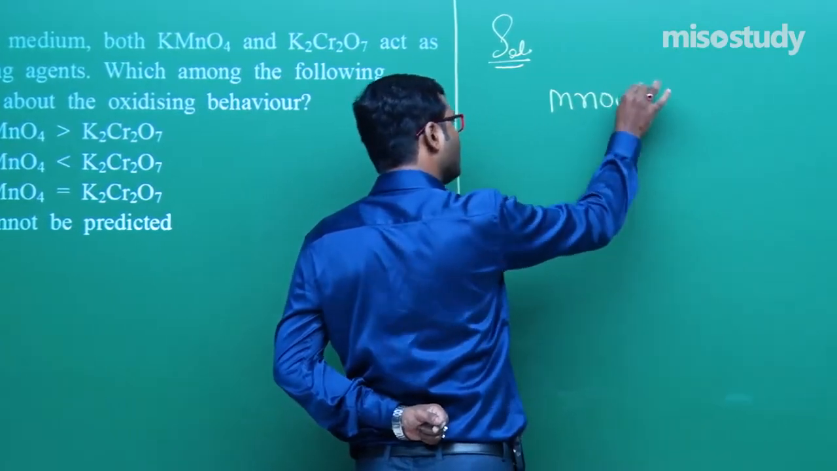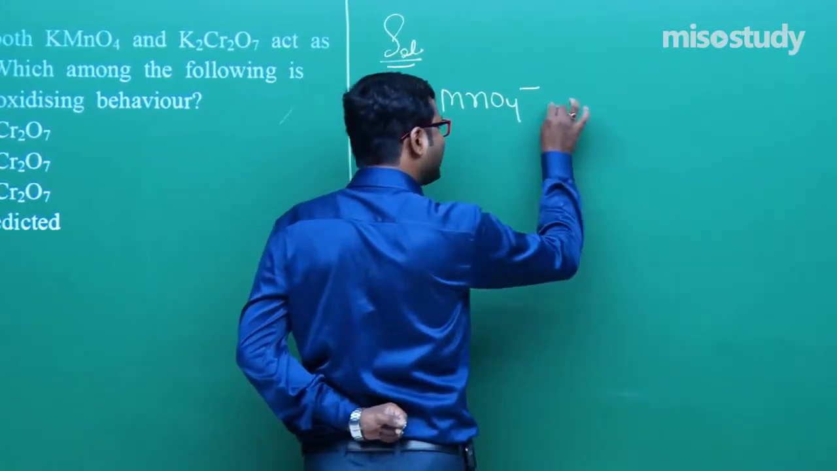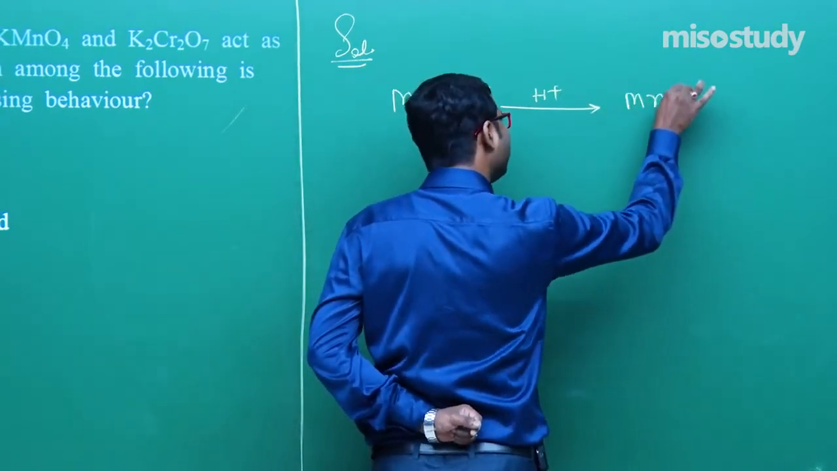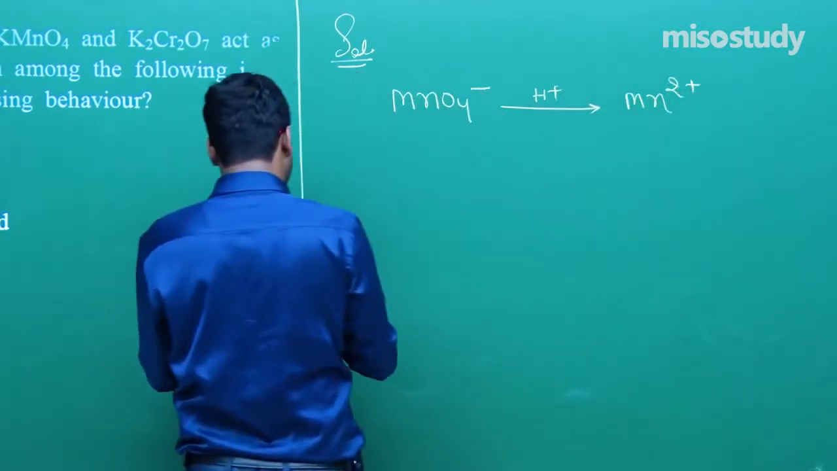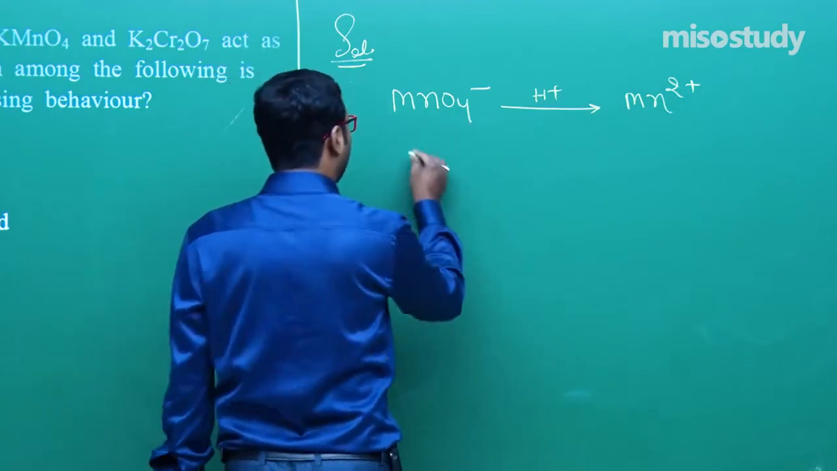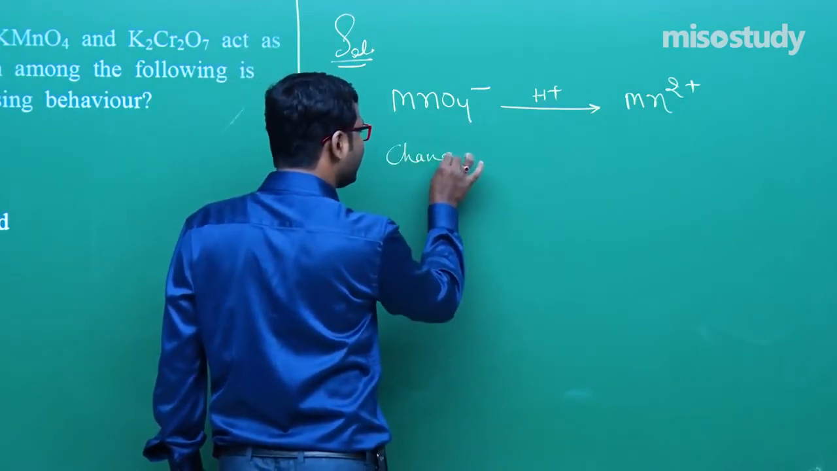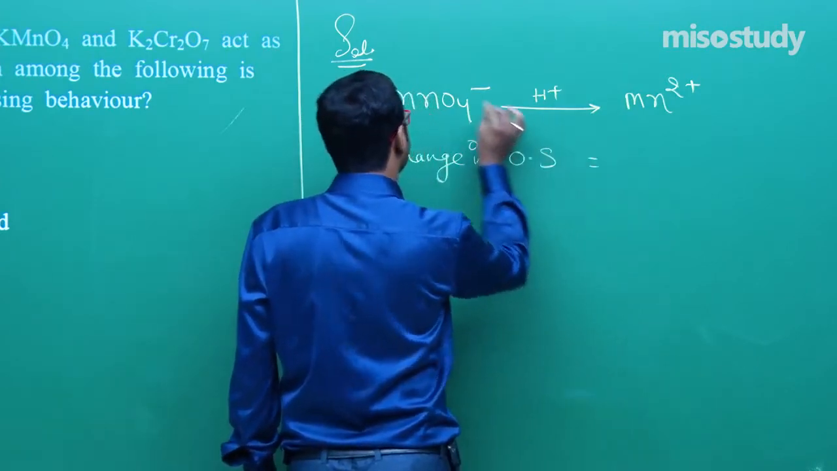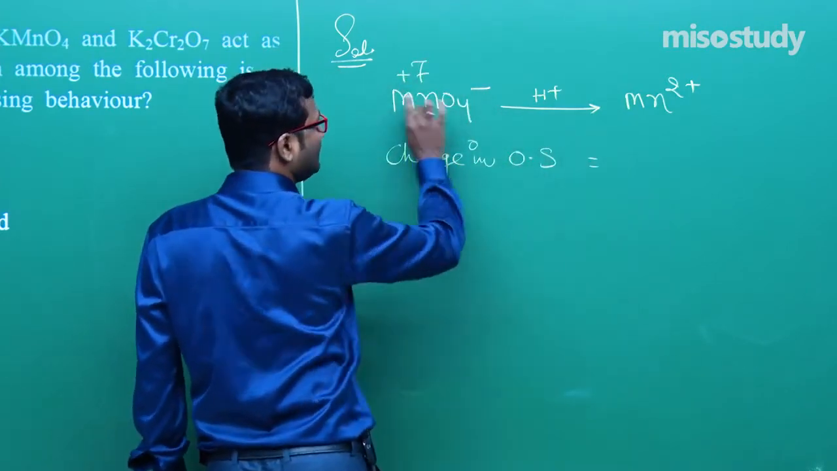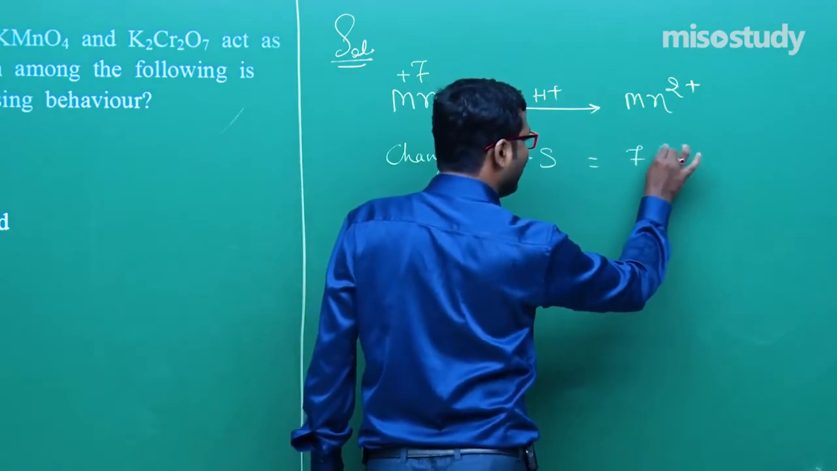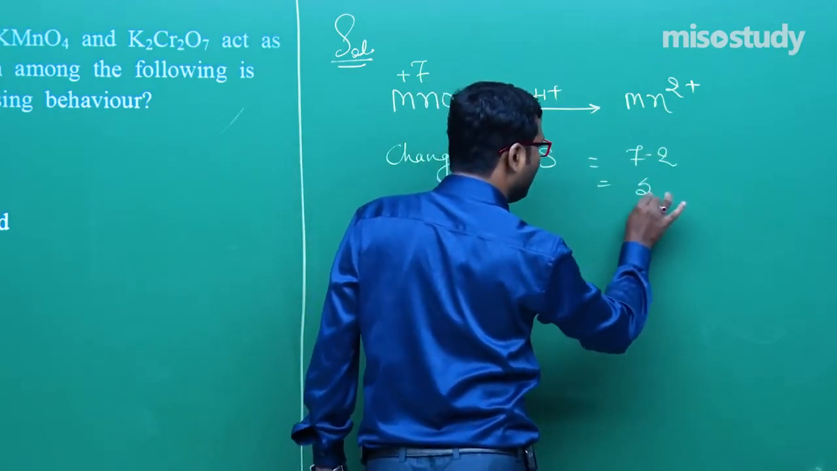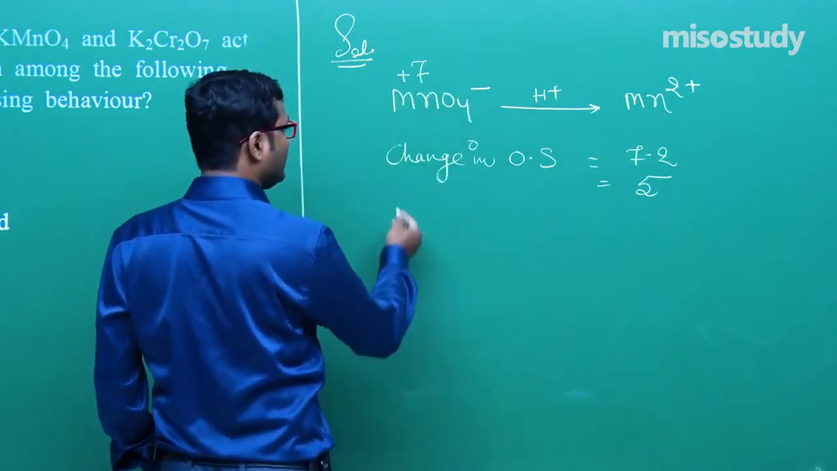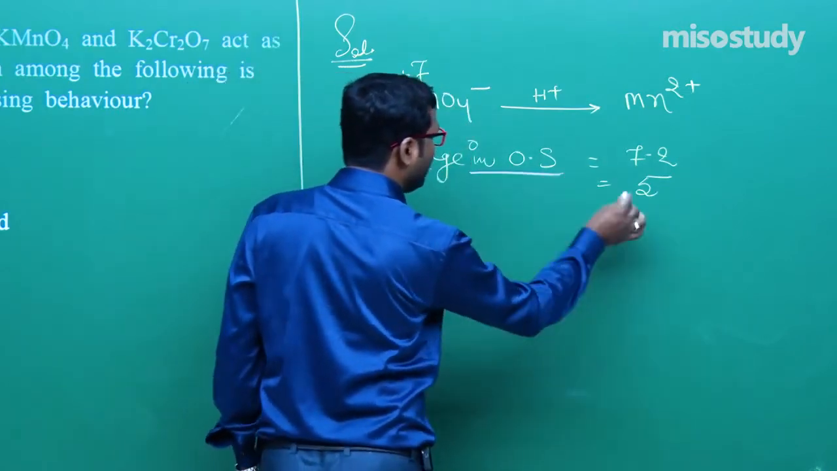MnO4 minus, which comes from KMnO4, in acidic medium, what will happen? It gives you Mn2+. Yes sir, definitely Mn2+. That is the change in oxidation state. Yes sir, that is +7 and +2. Net change 7 minus 2, that is 5. Wait for a moment. Change in oxidation state, that is 5.